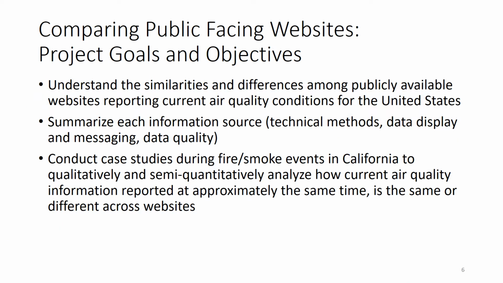Today, I'll share some preliminary results and findings from a project that compared various public-facing websites. The goals and objectives of the study included understanding the similarities and differences among publicly available websites reporting current air quality conditions in the United States, summarizing each information source, the technical methods, data display and messaging, data quality, and examining case studies during fire smoke events in California to qualitatively and semi-quantitatively analyze how current air quality information reported at approximately the same time is the same or different across websites.